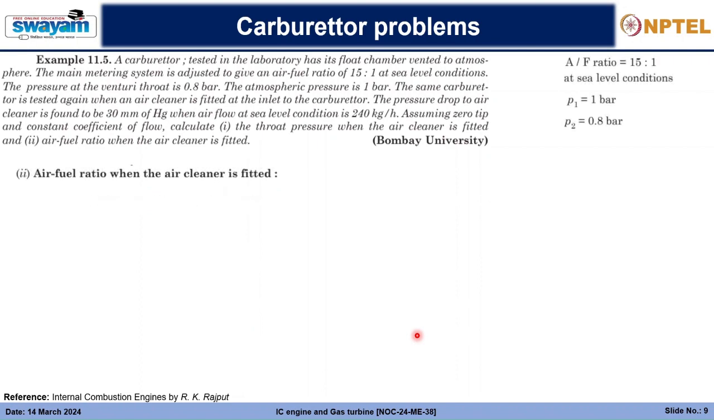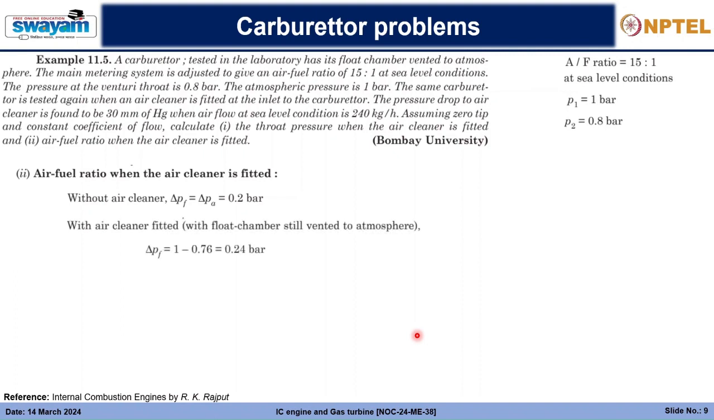Now we need to calculate the air-fuel ratio when the air cleaner is fitted. In that case, we now know that delta PF equals delta PA equals 0.2 bar. When the air cleaner is fitted with the float chamber still vented to the atmosphere, delta PF is 1 minus 0.76, that is 0.24 bar.